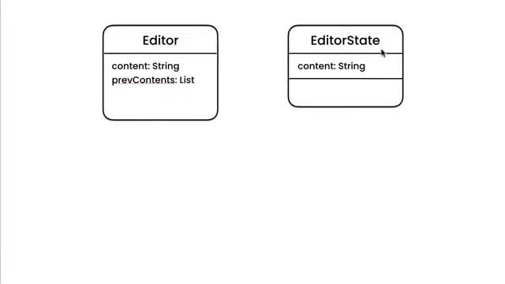This class will be purely responsible for storing the state of our editor at a given time. Currently, we have only one field in this class called content. In the future, we can add title and other fields. All these fields are going to be in a single class, okay?